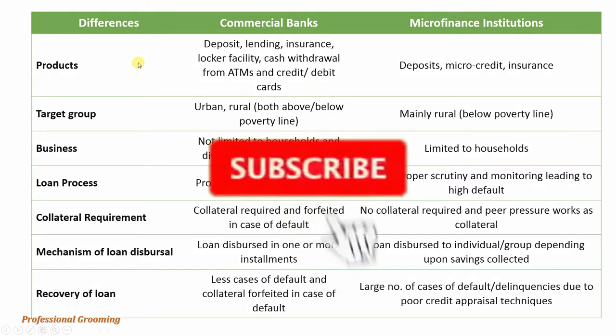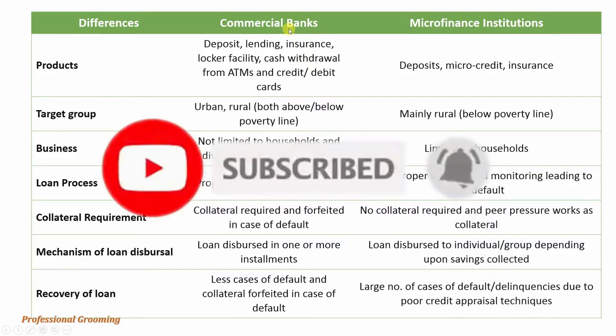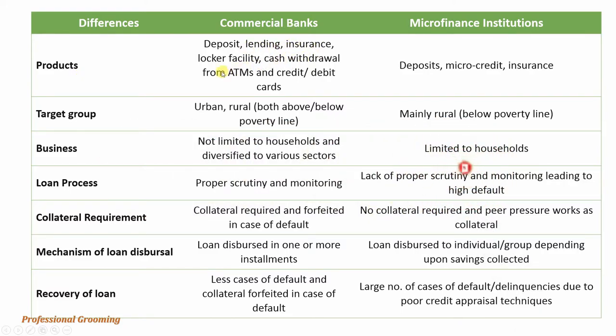Let's see the differences now. The difference according to product: the commercial banks are offering deposit, lending, insurance, locker facility, cash withdrawal from ATMs and credit or debit cards. But in microfinance institutions, deposits, microcredit, and insurance only. The target group of commercial banks are urban, rural, both above and below the poverty line, whoever they are. They are targeting all groups, but mainly in microfinance institutions, rural or below poverty line people are targeted. The business is not limited to households and is diversified to various sectors, but in microfinance it is only limited to households.